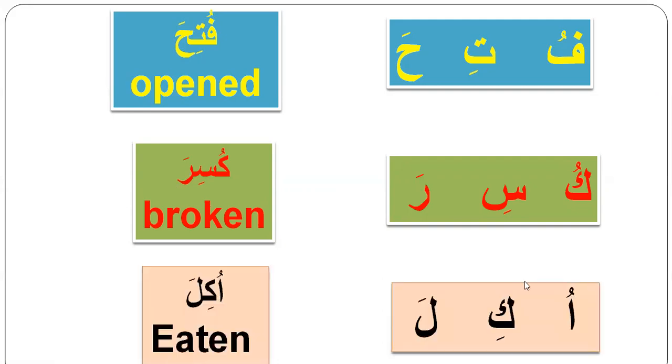Next example, we have ألف أو. كاف with كسرة كي. لام with فتحة لا. So the word will be أو كي لا. أكل. Eaten. فتح، كسر، أكل.